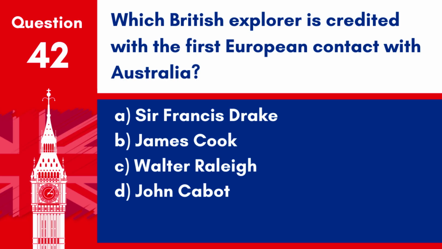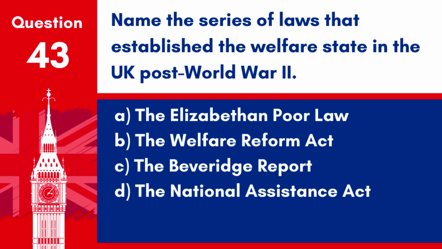Answer: B. James Cook. Captain James Cook is credited with the first recorded European contact with the eastern coastline of Australia in 1770. Question 43. Name the series of laws that established the welfare state in the UK post-World War II.